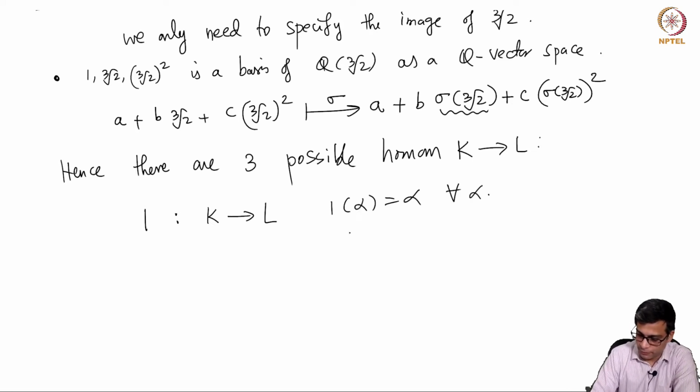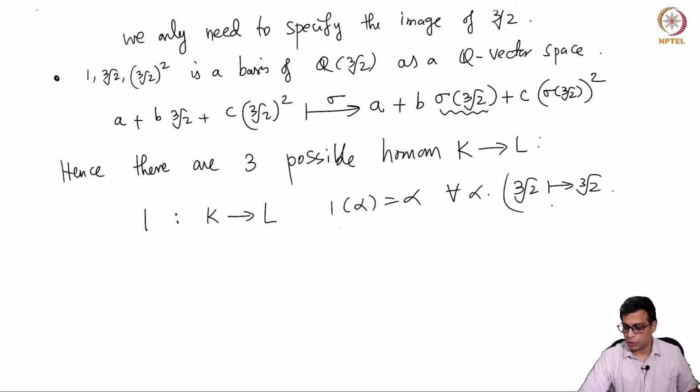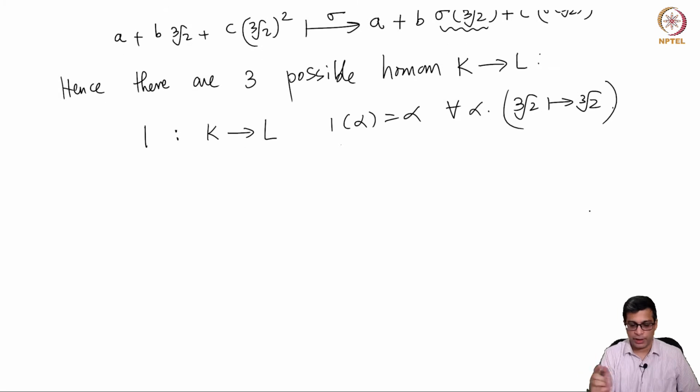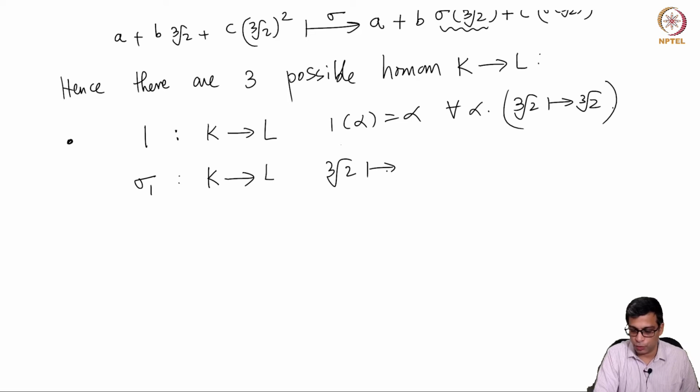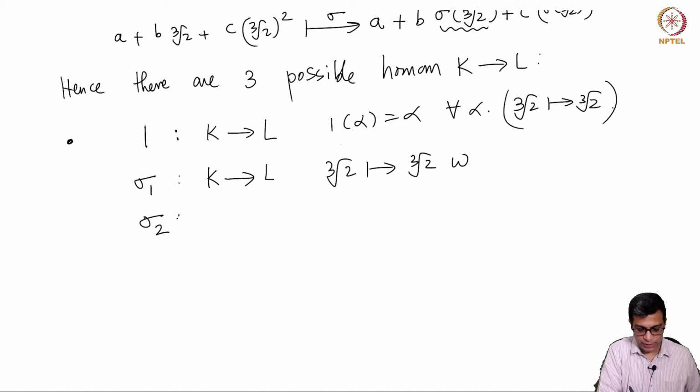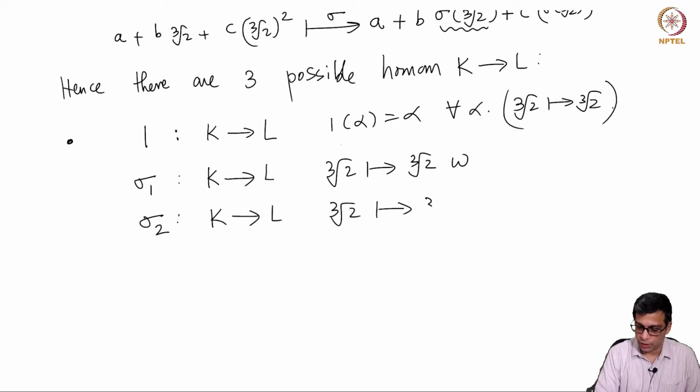So basically I send cube root of 2 to cube root of 2. Remember, the image of cube root of 2 determines the homomorphism, and in this first one I send it to itself. I call it 1. Second one I'll call it sigma 1, and here I send cube root of 2 to cube root of 2 omega. That's another possibility, and sigma 2 will be cube root of 2 going to the third possibility.